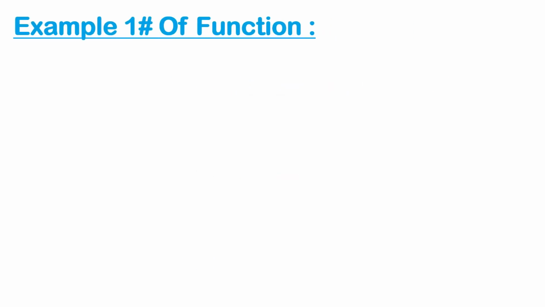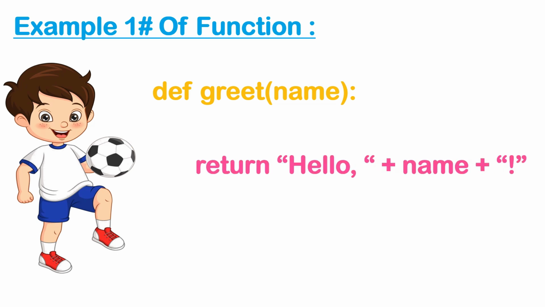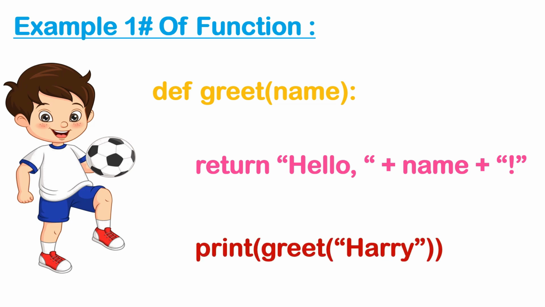We will see an example of a function. In this example, we would like to greet Harry, so we can write this code as def greet(name): In the second line, return "Hello, " + name + "!" with the exclamation. So after this, we give print(greet("Harry")).